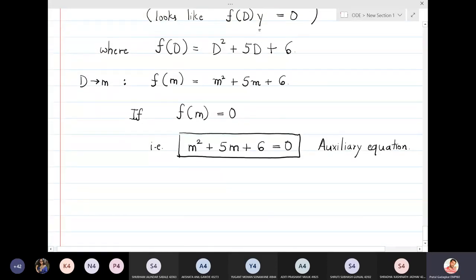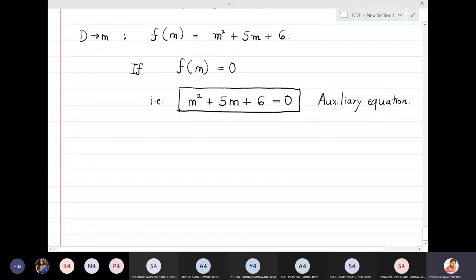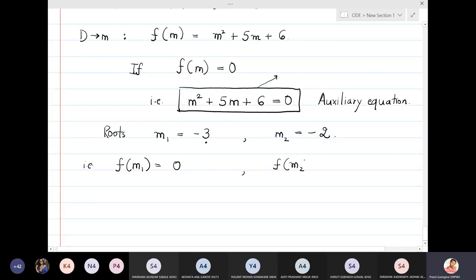I've done nothing. Now what are the roots of this equation? So clearly the roots of this equation are what? Let me write. The first root is m1. What is the first root? m1 is -3, and the second root is -2. -3 and -2 are the roots, right? This means that what is f(m1)? If I substitute this root in this particular f, I'm going to get 0 because the root satisfies the equation. Similarly, what is f(m2)? f(m2) will also become equal to 0.